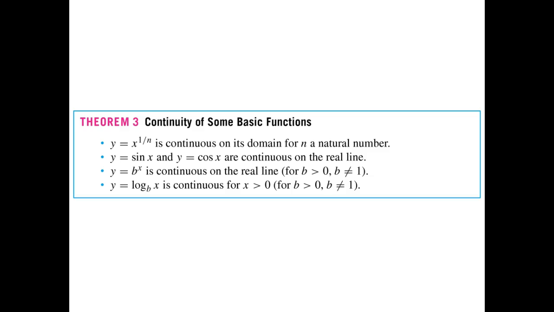For N a natural number, if N is an even number, then the domain of this function is x greater than or equal to 0. If N is an odd natural number, x would be all real numbers. Okay, let's look at the trig functions. At least 2 of the trig functions. How about sine and cosine?